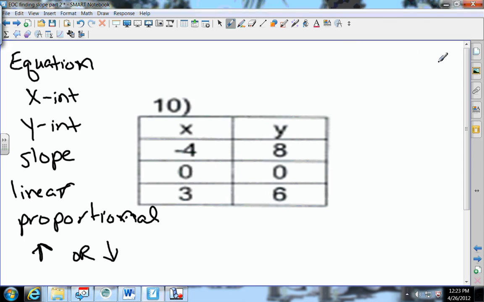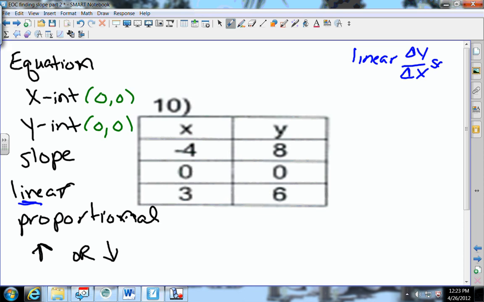On this one, we should see that we have a point right here of 0, 0. That's actually going to be your X and your Y intercept. It's going to cross the X and Y axis in the same place. Well, I probably shouldn't even jump ahead like this. I should first figure out if it's linear. Does it make a straight line? For it to be linear, delta Y divided by delta X has to be the same.